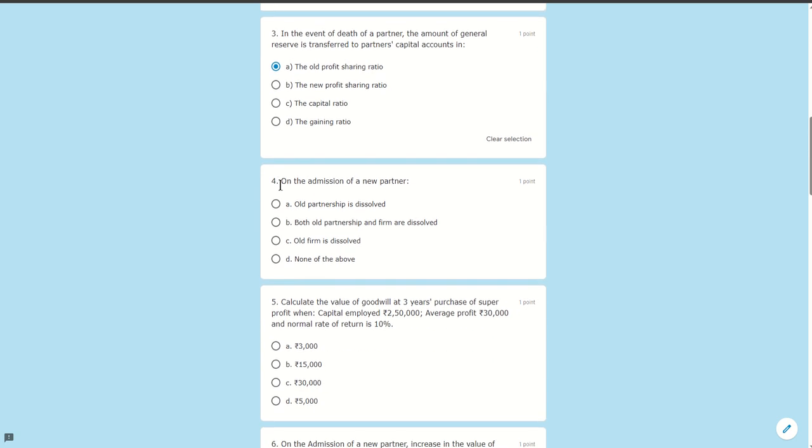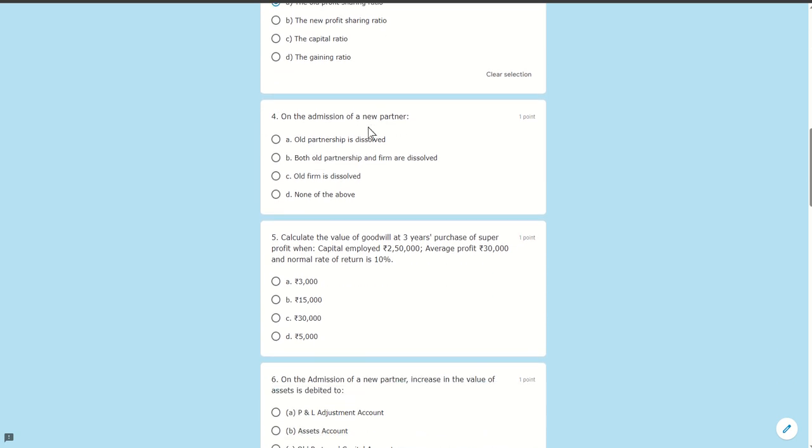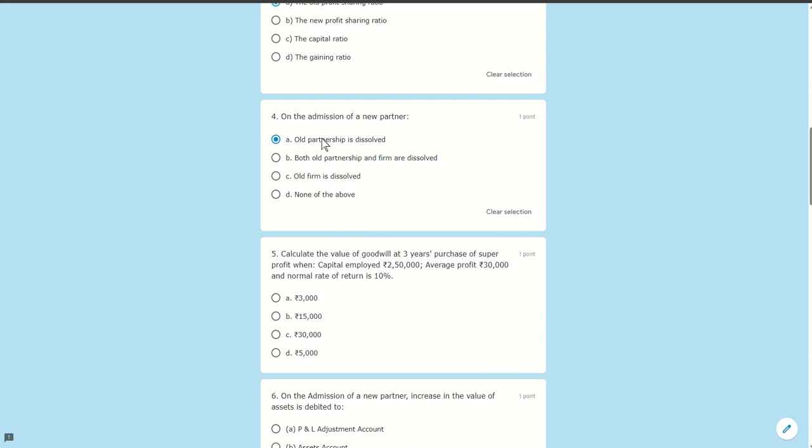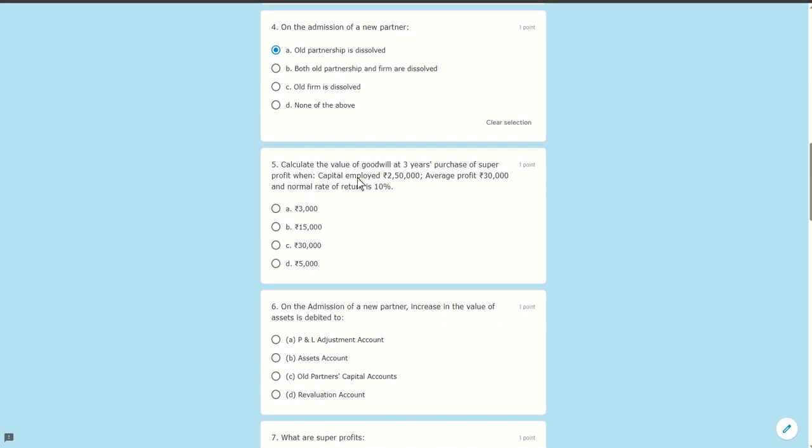Point number four, on the admission of a new partner, old partnership is dissolved. Both old partnership and the firm are dissolved. Old firm is dissolved. None of the above. Answer is the first one. The old partnership is dissolved. That means the agreement between the existing partners is dissolved and a new agreement is formed between all the partners, including the new one.